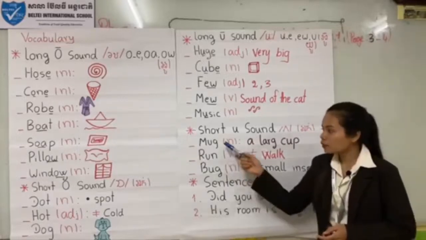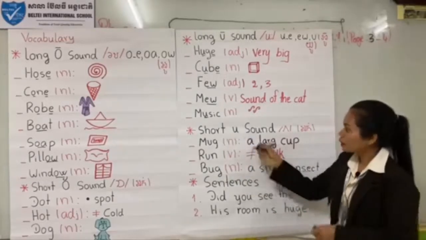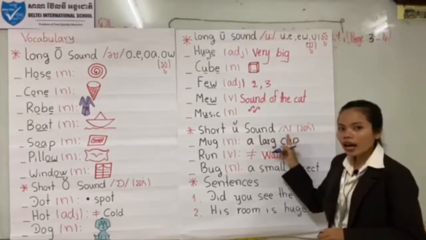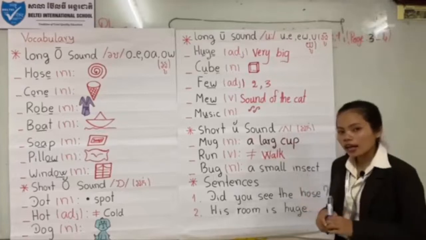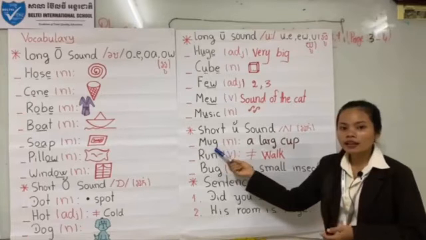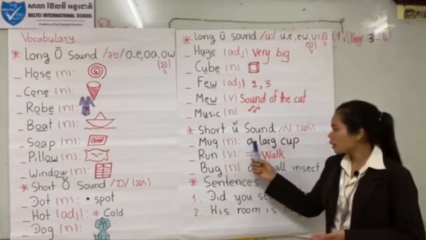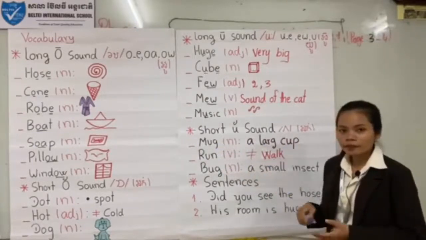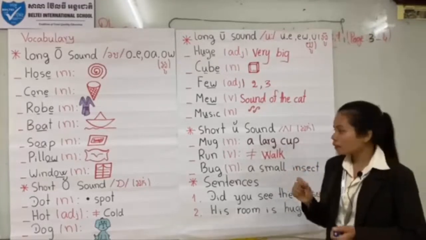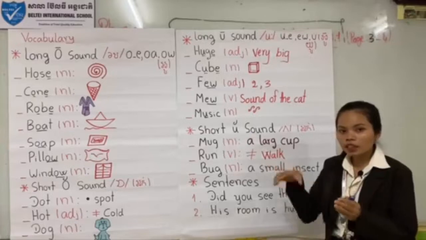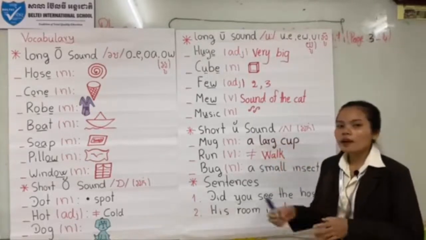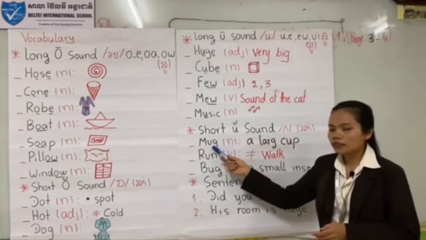Okay, now let's move to the short U sound. Short U sound. Up, up. Okay. For example, mug. Okay, a large cup. If it is small we call it a cup, but if it's big and long, with a handle we can hold, we call it a mug.